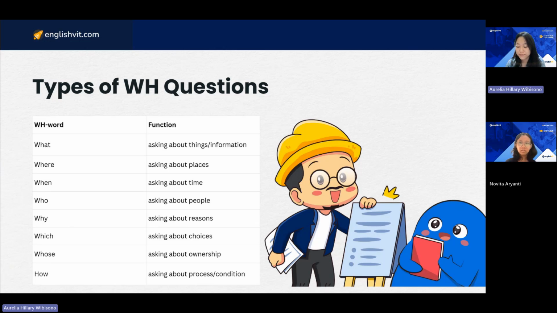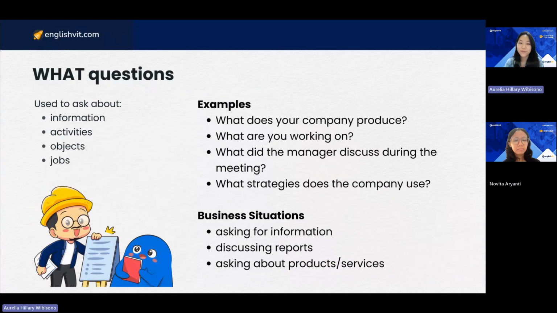Okay. And then which? Asking about choices. Which database are you going to use for this project? Okay, good job. Whose? Asking about ownership. Whose task is this? Okay. And how? Asking about process or condition. How are we going to deliver this product to customers? Okay, all right, those are the types of WH questions, and you have given me a lot of examples.